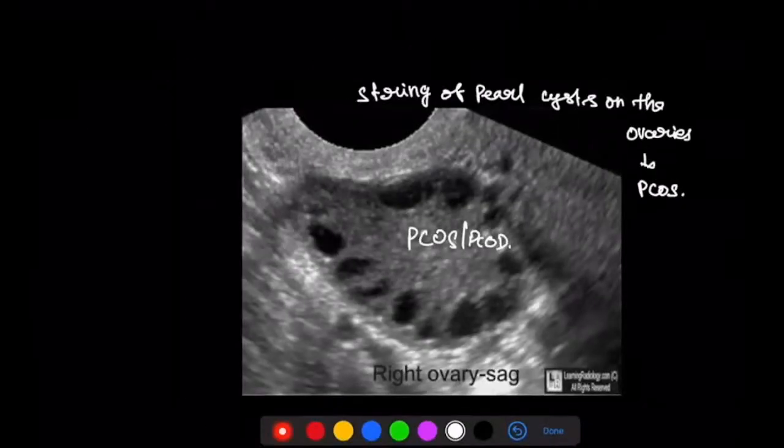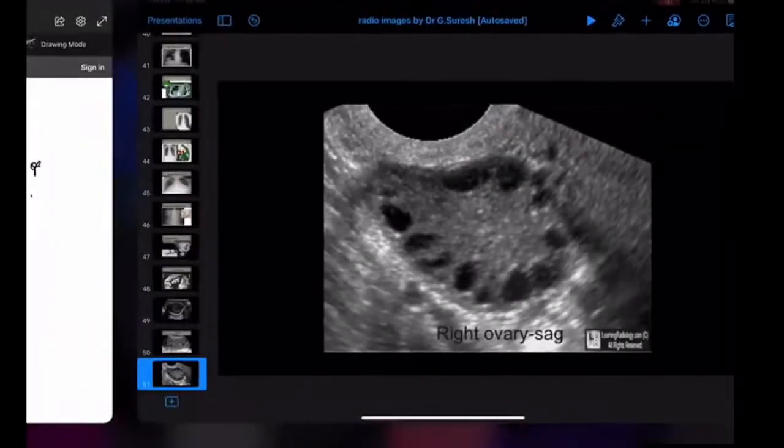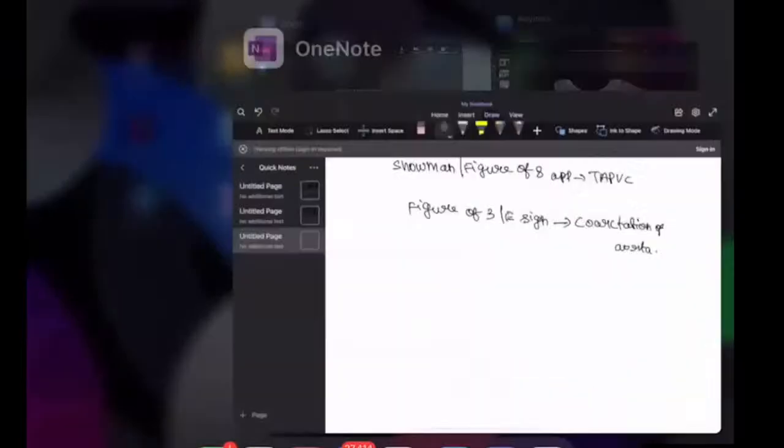So here we finish the radiology. We will start with OBG. We will take a short break for 5 minutes and we will start with OBG.